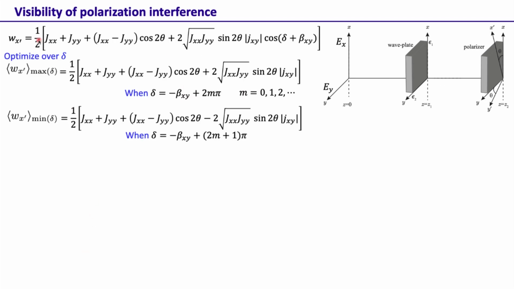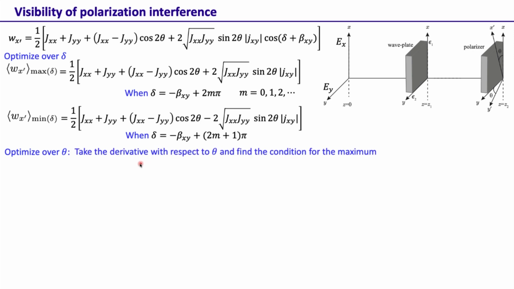All right, so here is the intensity that comes out of the polarizer kept at an angle theta, and these are the maximum intensity that comes out when we optimize over delta, and the minimum intensity that comes out when we optimize the intensity over delta. Fine. Now we want to do the optimization over theta.